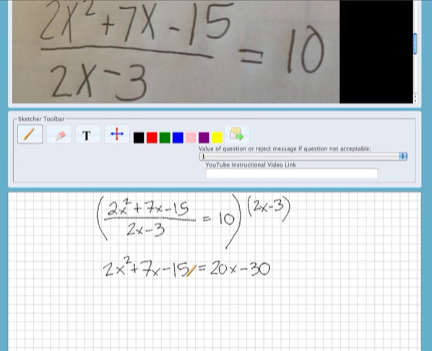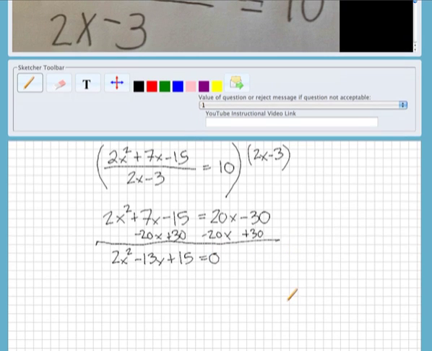Okay. Next, we're going to subtract these two over. So minus 20x, minus 20x. Then we're going to add 30, because we want a 0 on the right side so that we can solve this quadratic. So then we're left with 2x squared minus 13x plus 15 equals 0.